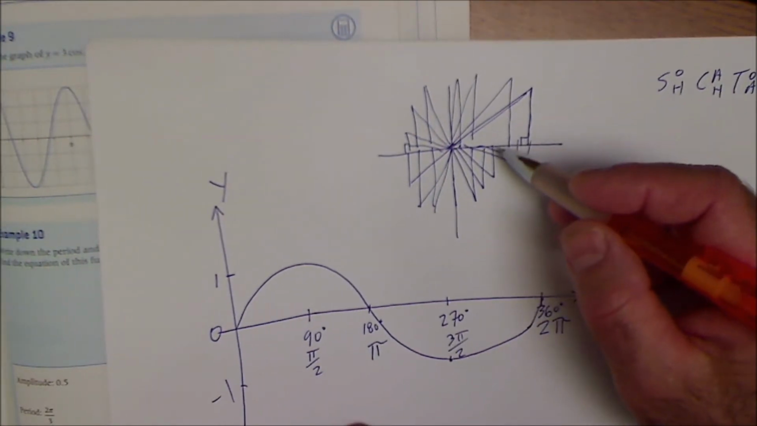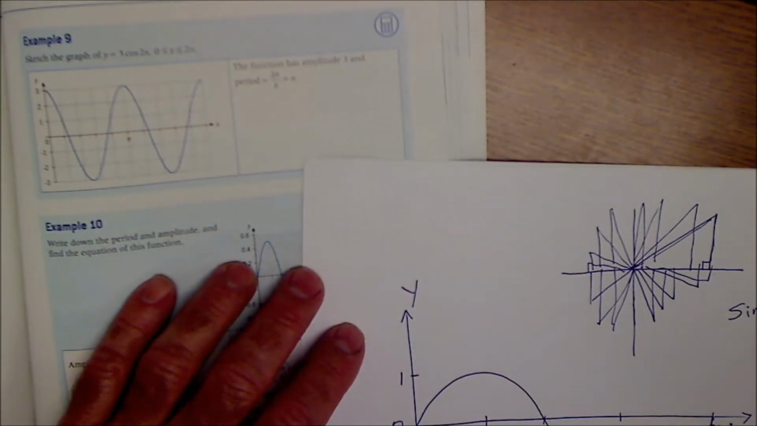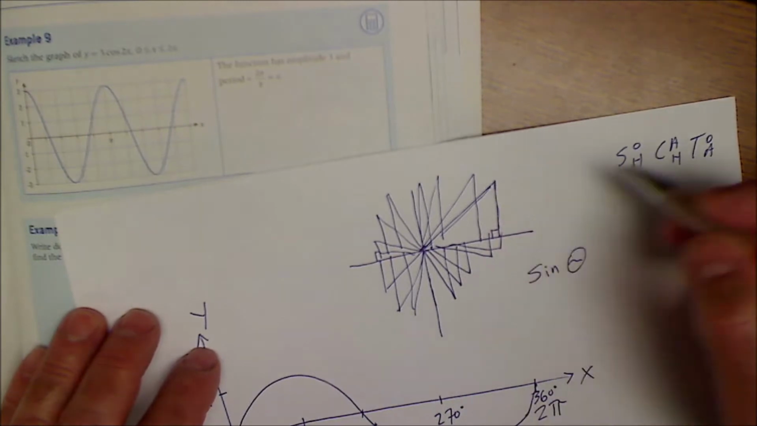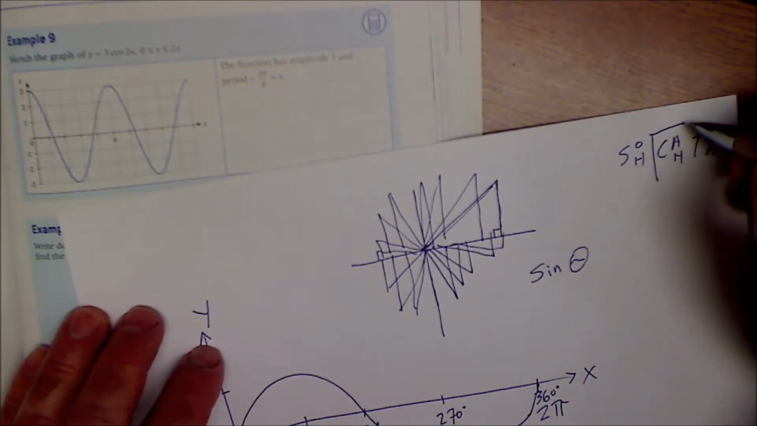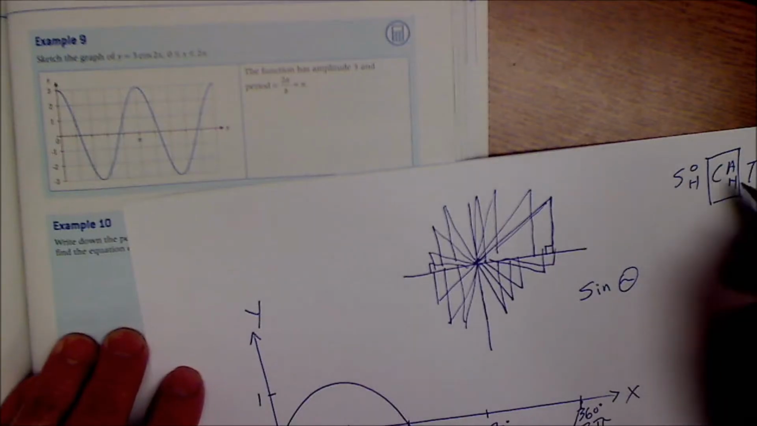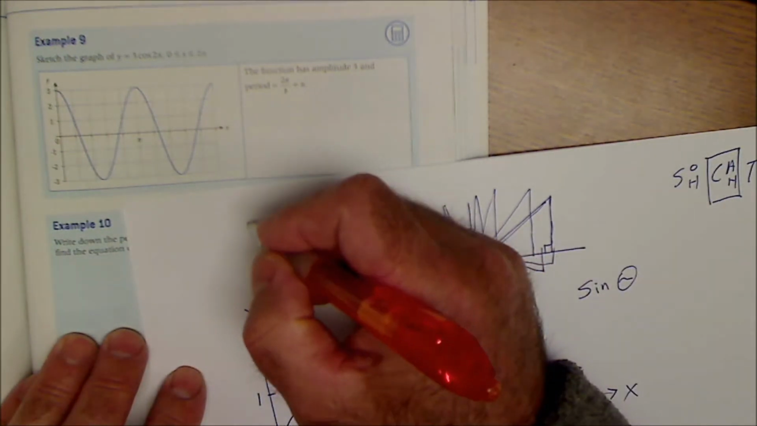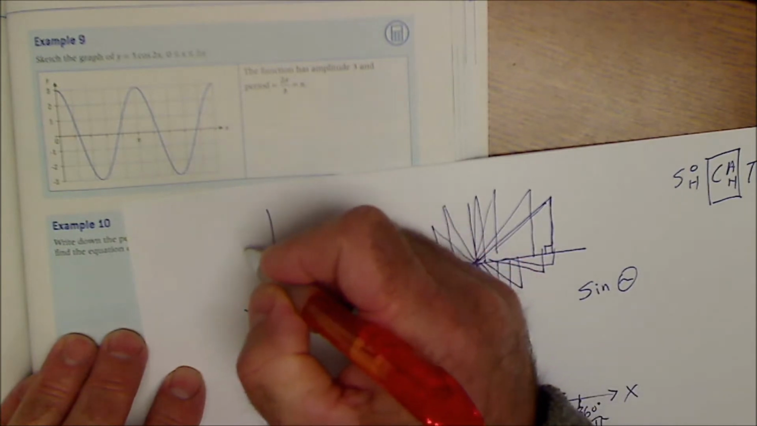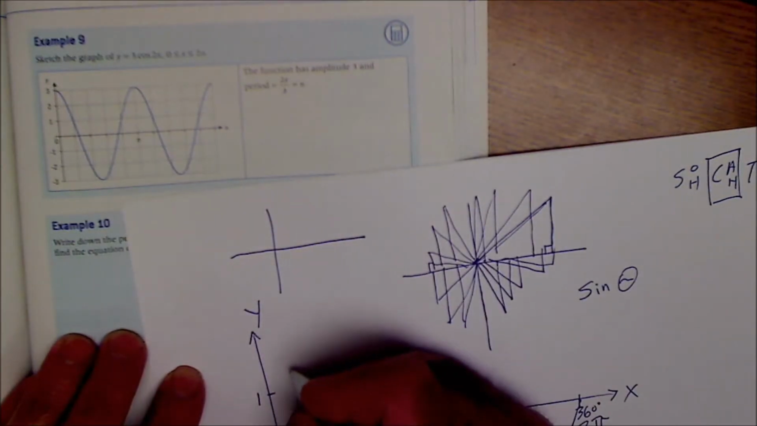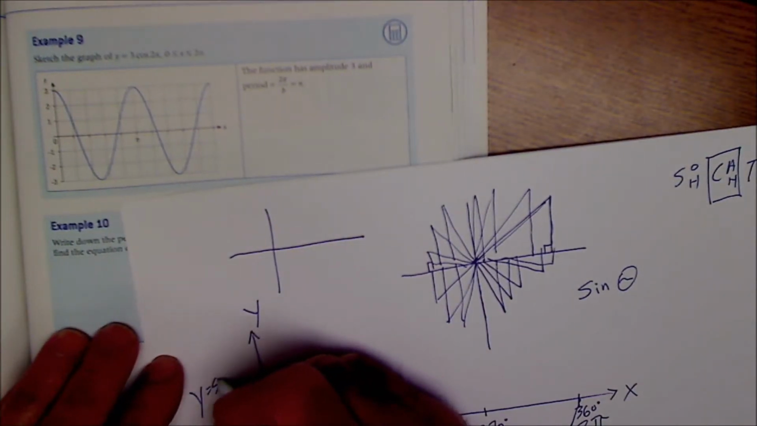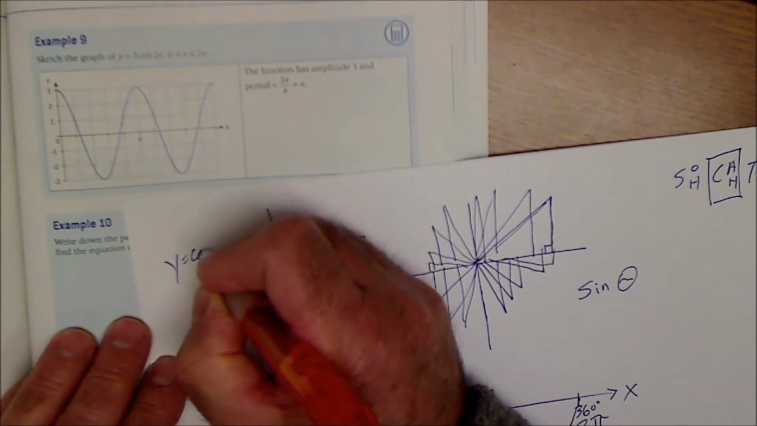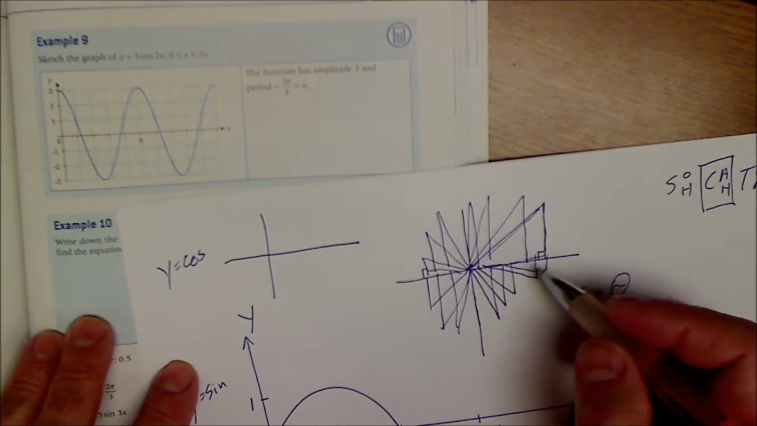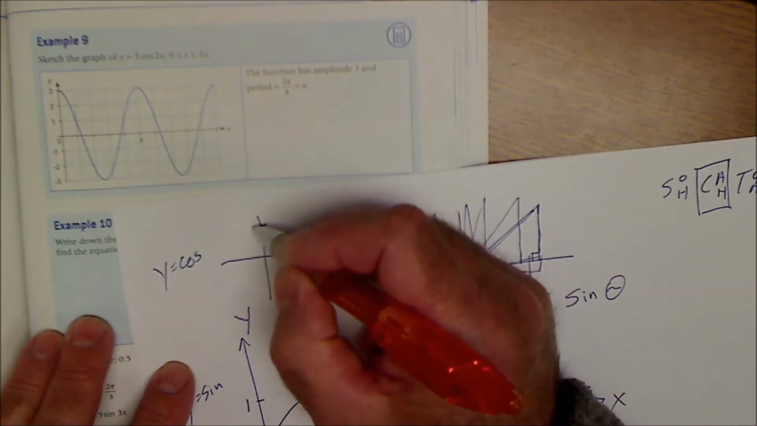If I did that exact same thing, but instead of looking at the ratio of the opposite to the hypotenuse, I looked at the ratio of the adjacent to the hypotenuse, and I do the same triangles, I could see my adjacent here for cosine. So this is y equals sine, y equals cosine. I can see my adjacent is 1 and my hypotenuse is 1. So cosine actually starts up at 1.